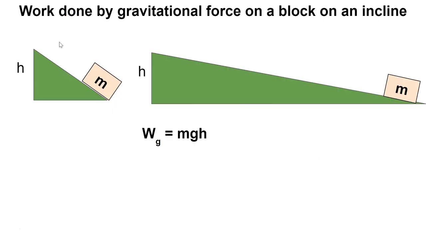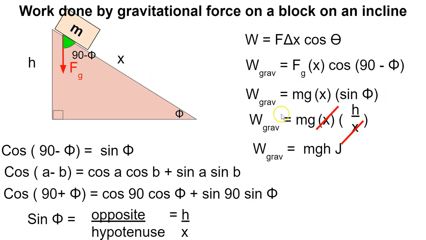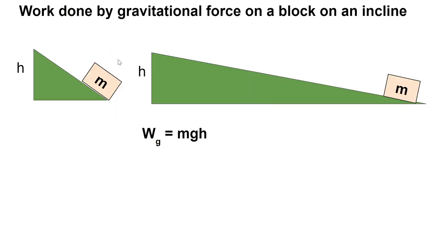This tells us something quite significant. Can you see that this gravitational force is not really dependent on x? So this will tell me that if I push up a block on this incline and a different block on this incline, the amount of work done by the gravitational force for each case will be exactly the same, and for both of them it will have the magnitude of mass times height times gravitational acceleration.